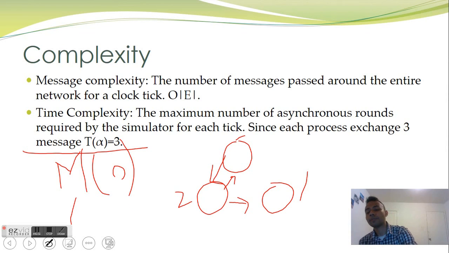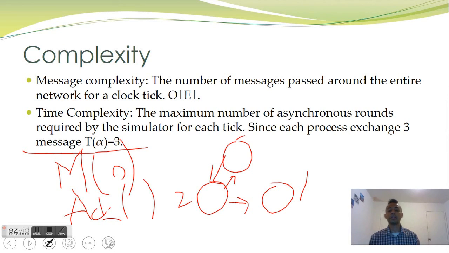The second one is the acknowledgement, that is, it has received messages from the previous node. And the third message is the safe message that it needs to send so that it can move forward to sending messages and executing computations for the next clock tick.